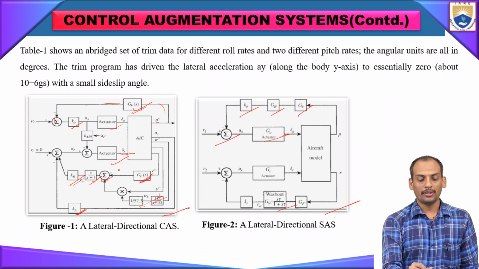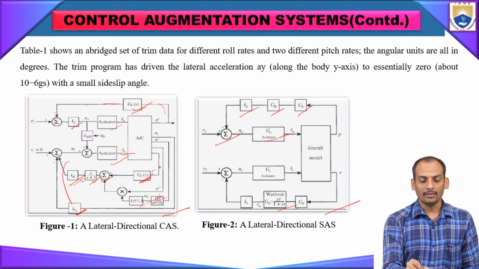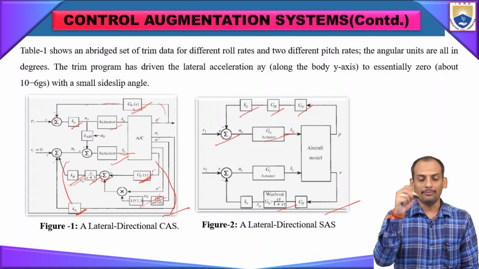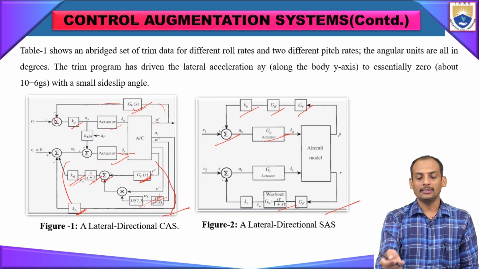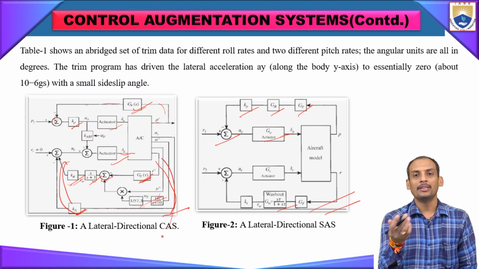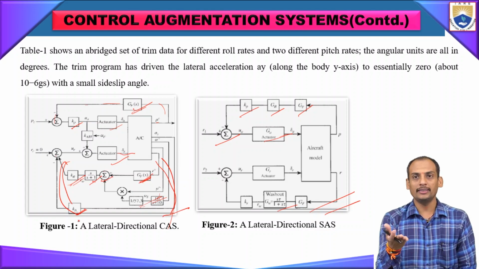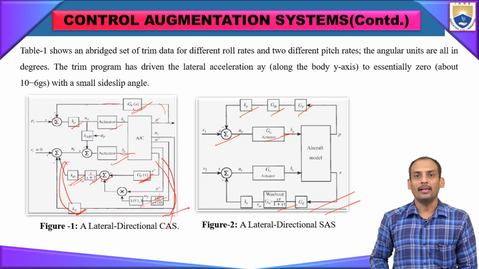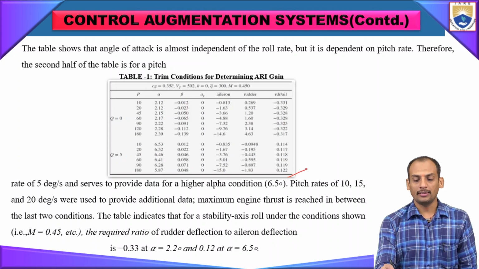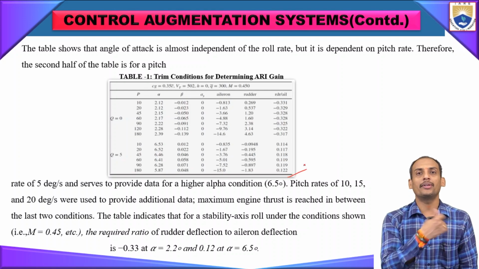Here, if you want to know what control augmentation we have installed for this system in addition to the SAS system, it is this loop only. If you see the difference between these two loops, you can easily find out the lateral and directional CAS system. The table for the transfer function is shown there.